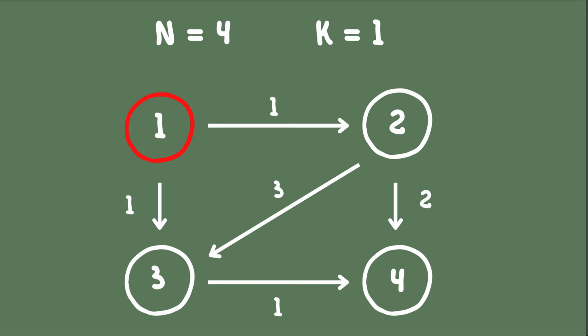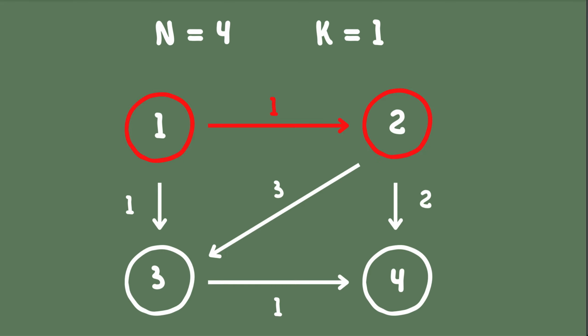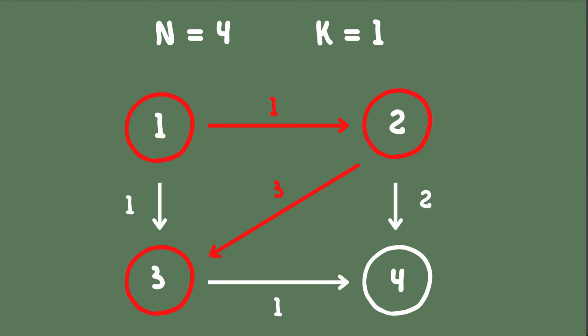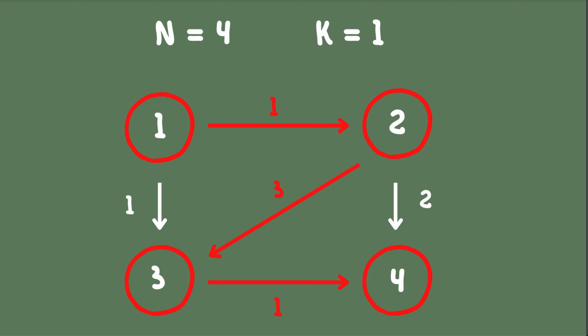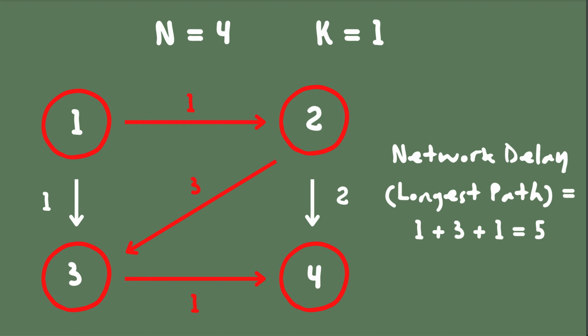So we're starting at 1, and maybe we first travel to 2. This takes 1 second. From 2, we travel to 3, which takes 3 seconds. And then from 3, we travel to 4, which takes another second. So the network delay, if we took this path, would be 1 plus 3 plus 1, which is 5. So it would take 5 seconds for the signal to take this path.